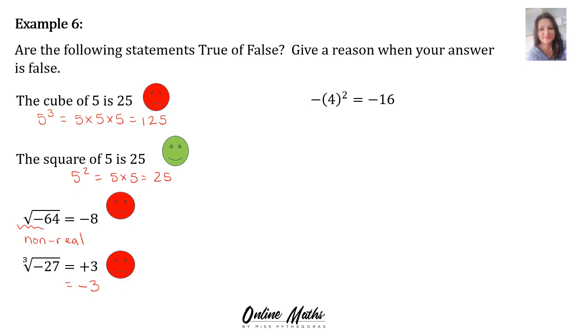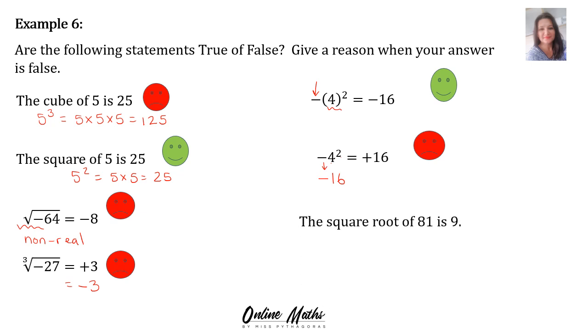Minus bracket 4 squared is negative 16. That one is true. So because you wait with the negative and then 4 squared is 16 and then you will multiply in the minus. Negative 4 squared is positive 16. Nope. Because this one, you wait with the minus and you do 4 squared is 16. So this thing's answer is negative 16.